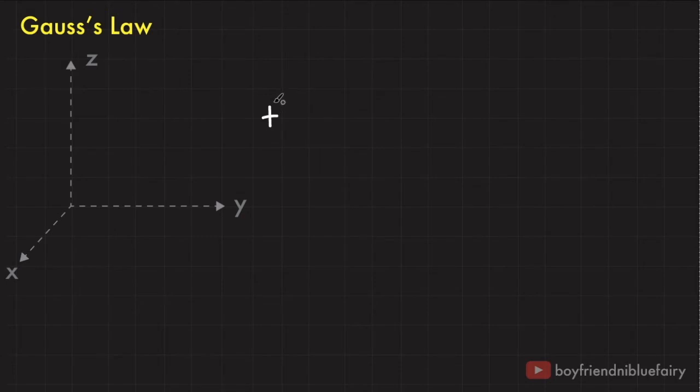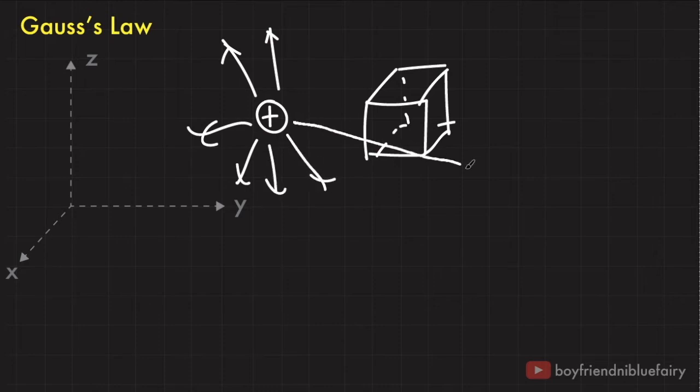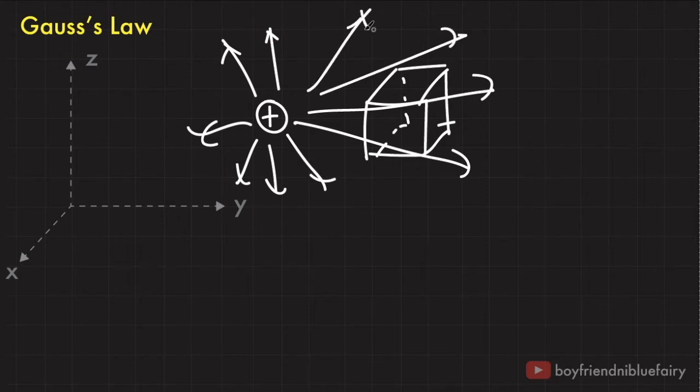Imagine I have a positive charge and there is a closed surface, an empty cube. Notice that when we draw the electric field lines coming from the positive charge, some of the electric field lines will be able to pass through this surface. But notice that the number of field lines passing through this side of the surface is also equal to the number of field lines that is getting out of this side of the surface.